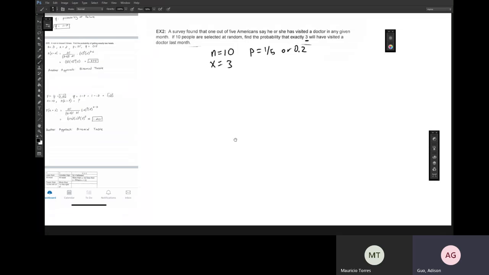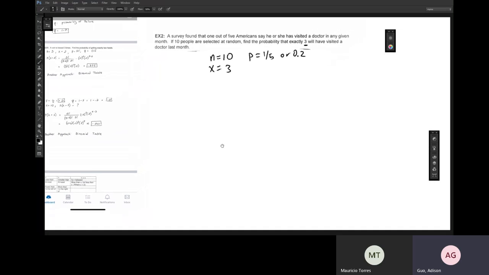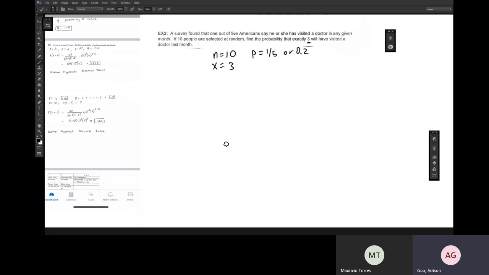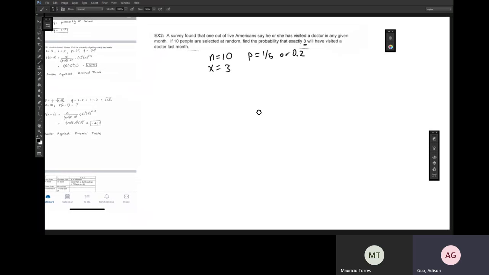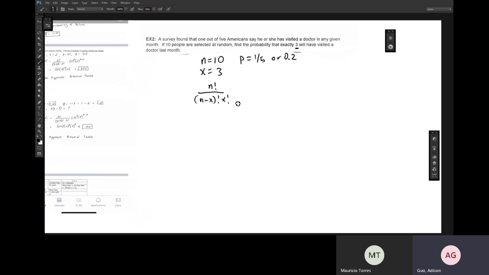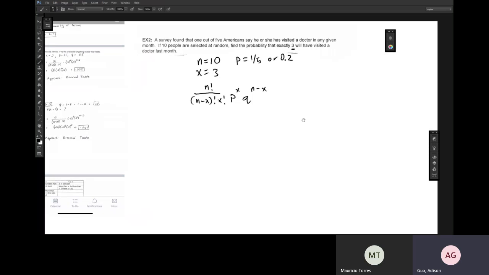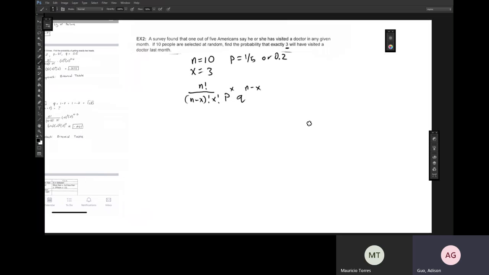Looks like your class is using the actual equation. That's going to be n factorial over n minus x factorial times x factorial, and then we have p to the power of x and then q to the power of n minus x. Is everything making sense so far? Yes, everything's good.